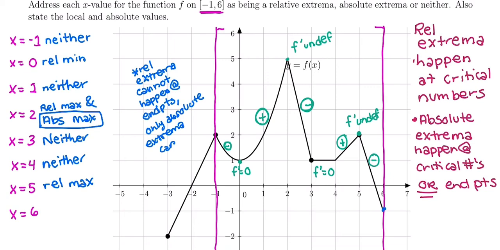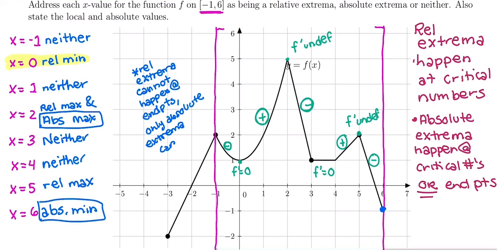Our last point is an endpoint at 6. So again, it cannot be a relative max or min. Can never have those at endpoints. But is it an absolute max or min? Well, compare it to your relative extrema. So we had one relative min at 0. Is that relative min going to be the absolute min, or is it going to happen at our endpoint? So we want to compare our critical numbers, we had a few of them, to our endpoint, and the endpoint is actually the lowest point on the graph. So we're going to call that an absolute min.